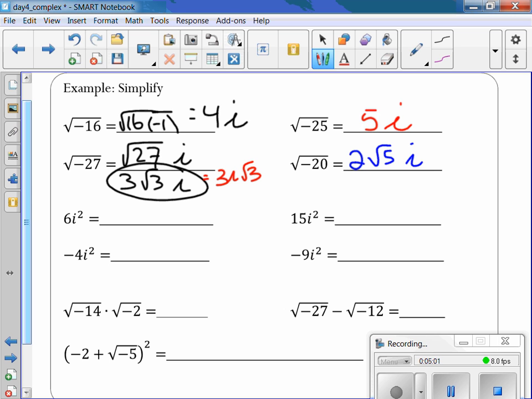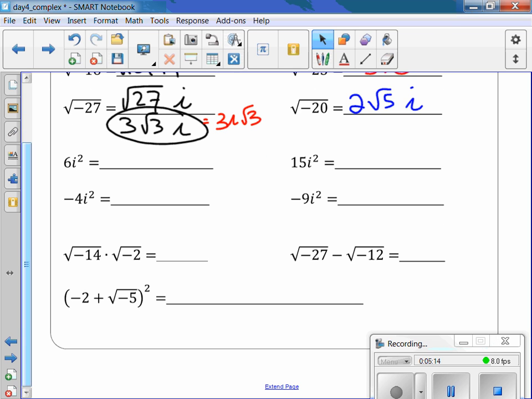Absolutely. All we're doing is taking the square root of 20, 4 times 5. Give me that 2 root 5. And the negative left behind is just my i. 6i squared. There we go, negative 6. How'd you get that? The i squared is equal to negative 1. Absolutely. So again, I said that i squared is equal to negative 1. So 6i squared becomes just a negative 6.